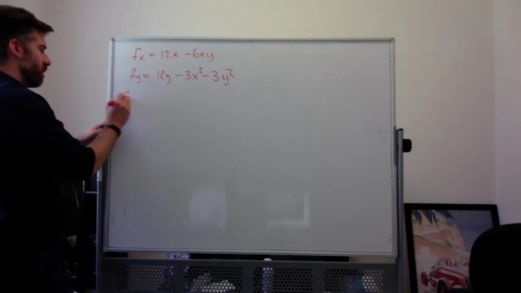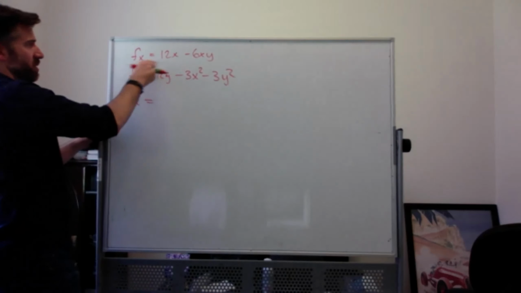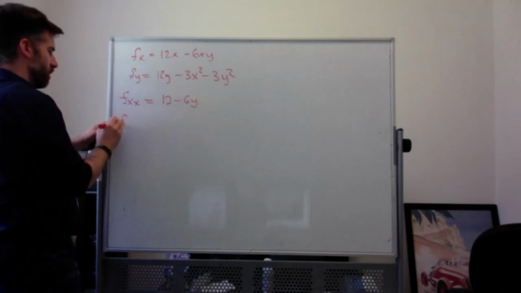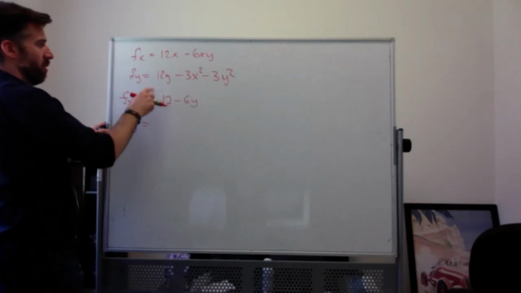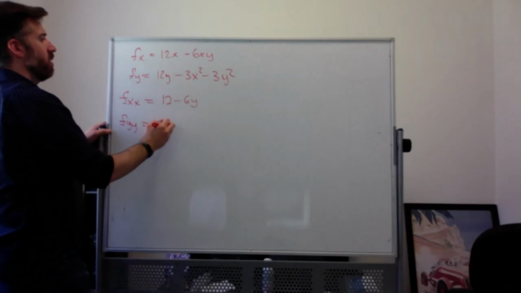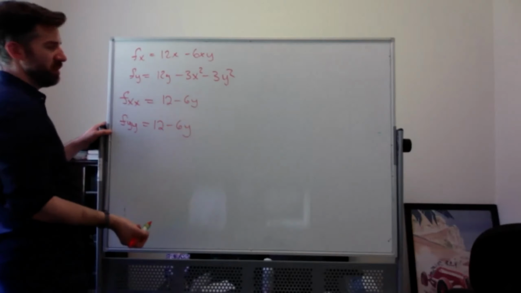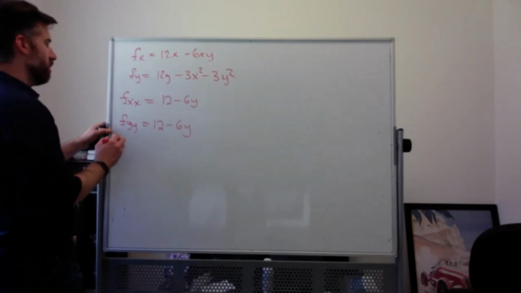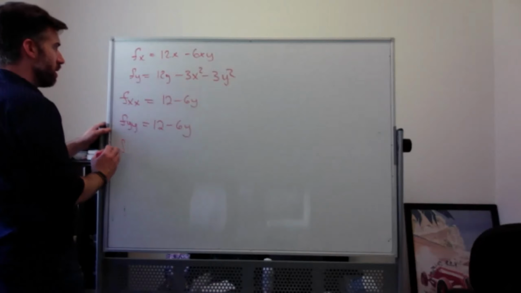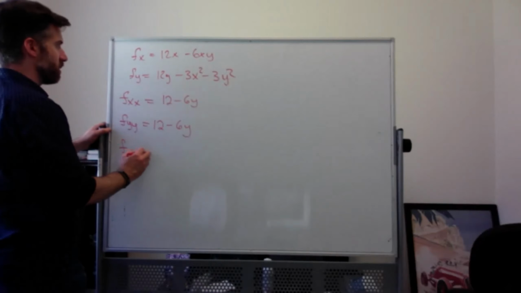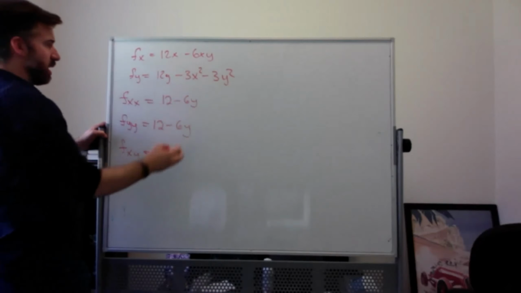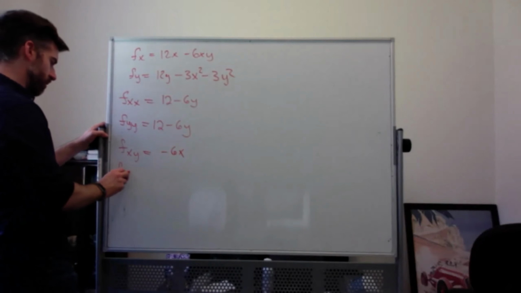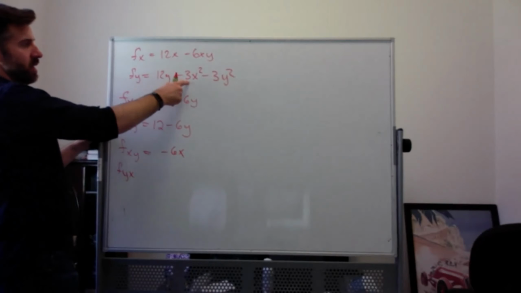Okay. So fxx, partial this with respect to x, is 12 minus 6y. Fyy, partial of this is going to be 12 minus 6y. That's interesting. Kind of a coincidence. And then fxy should be negative 6x. And that is the same as fyx, right? Because you partial this with respect to x, yeah, it's negative 6x.